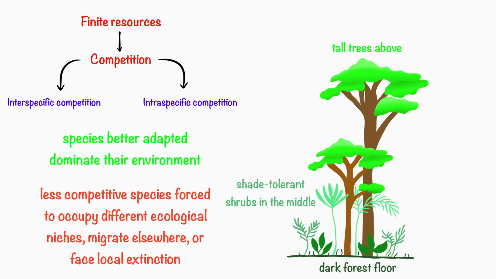Species better adapted to compete for specific resources will dominate their environment, whilst less competitive species may be forced to occupy different ecological niches, migrate elsewhere, or face local extinction. This influences population sizes and habitats. Beyond competition, interdependence exists between species for various services essential to survival, creating an intricate web of dependencies that maintains ecosystem stability through carefully balanced relationships developed over thousands of years of evolution.